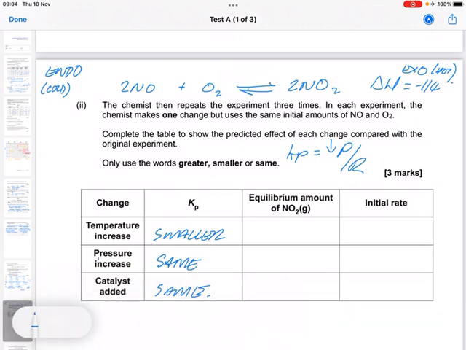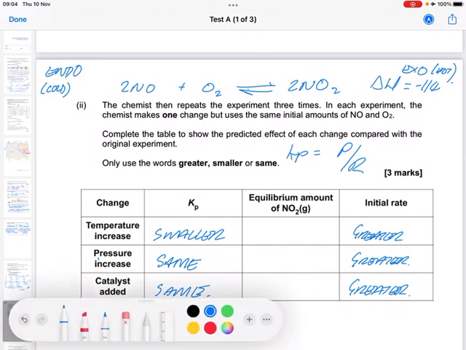Okay, let's do the rates of a reaction because that's going to be the next easiest. So if I increase the temperature, the rate will be greater. If I increase the pressure, the rate will be greater. And if I add a catalyst, the rate will be greater. So all of these are going to increase the rate. The equilibrium amount of NO2, so let's work these out.